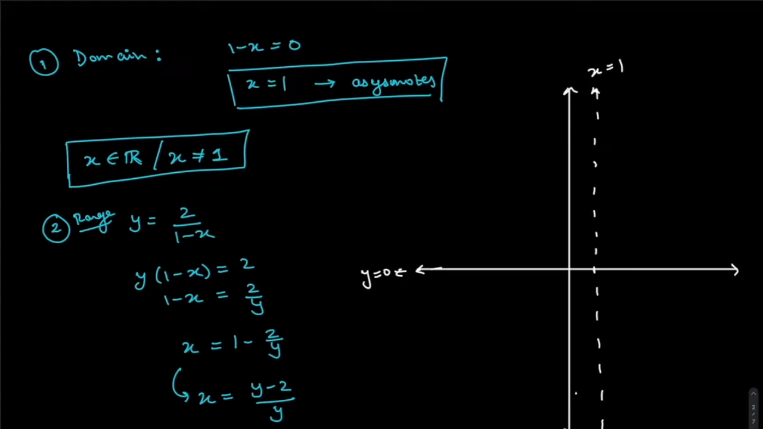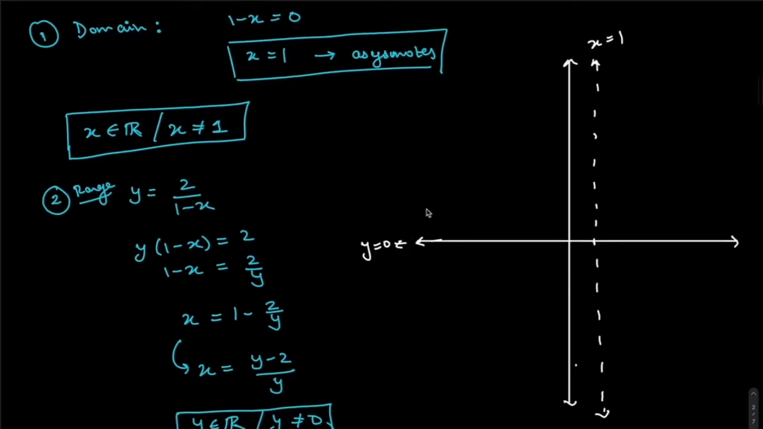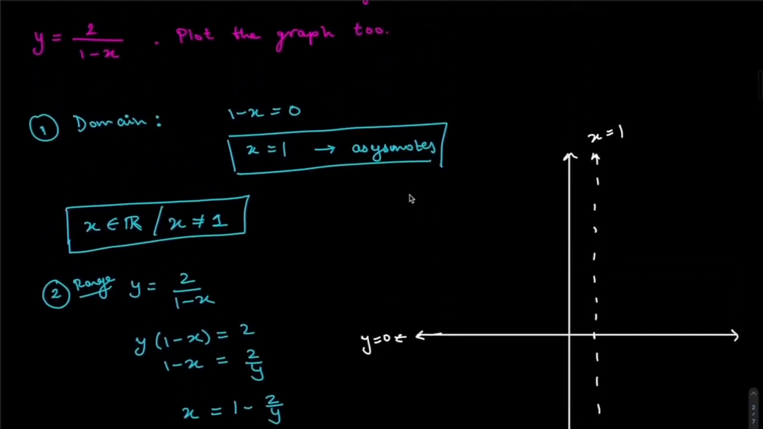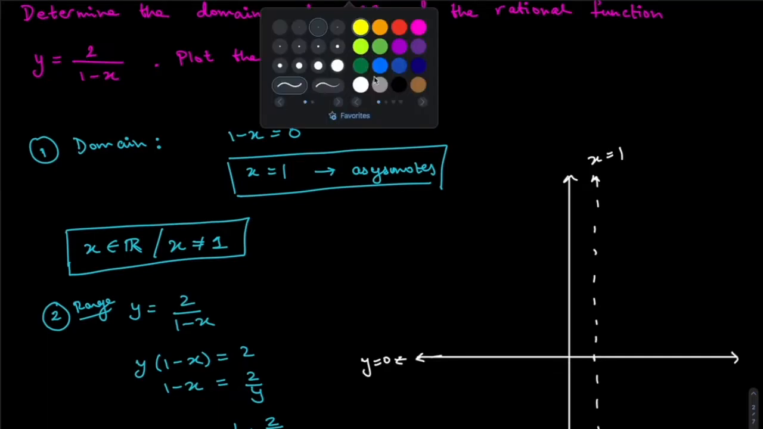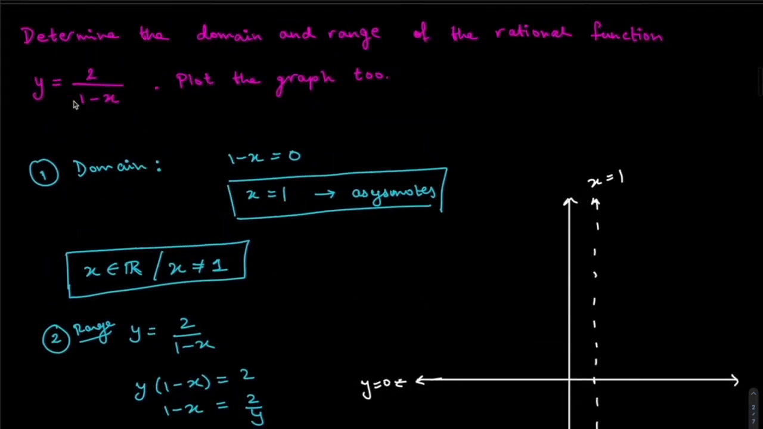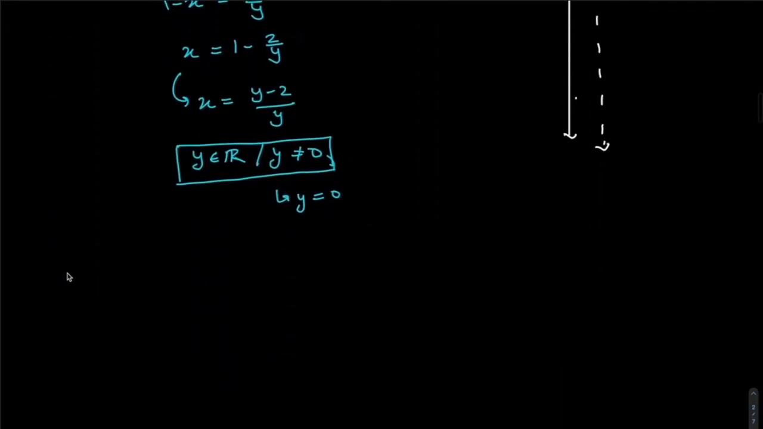Now, one way we can do that really quickly is just by finding the y-intercept of the curve. Since x does exist at 0, I can find the y-intercept. I'll change the color back to blue. So y is equal to 2 upon 1 minus x. I can put x equal to 0, so 1 minus 0. y is going to equal 2.